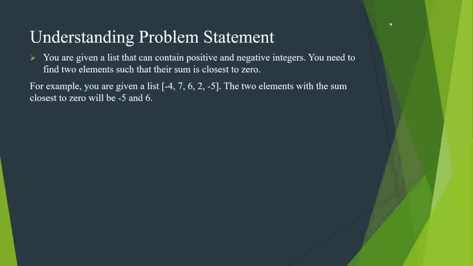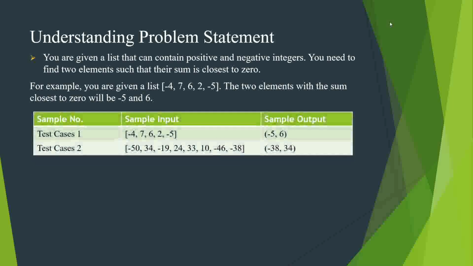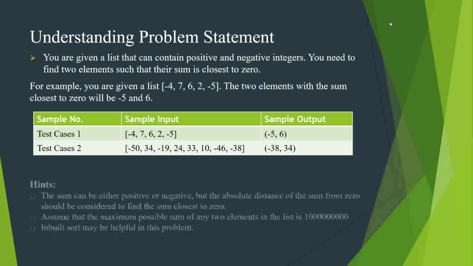First we need to understand the problem statement. Here we are given a list that contains positive and negative integers. We need to find two elements such that their sum is closest to 0. For example, we are given a list in which we can see that -5 and 6 sum is nearest to 0. So the solution has to output -5 and 6. Here we can see some sample test cases.